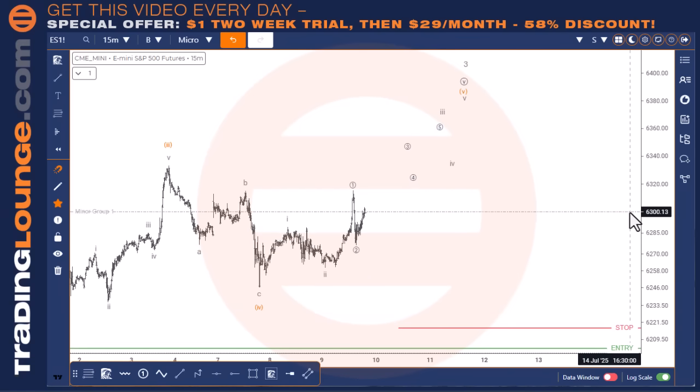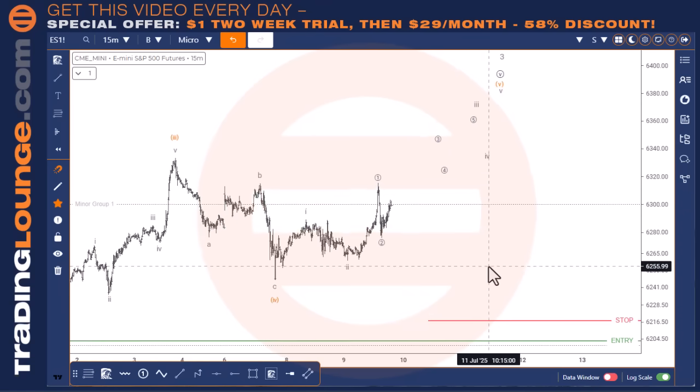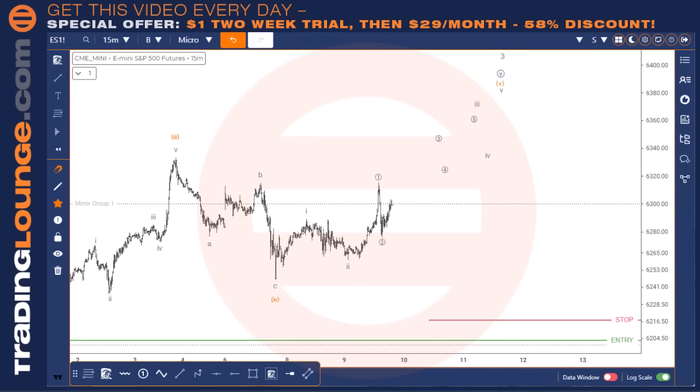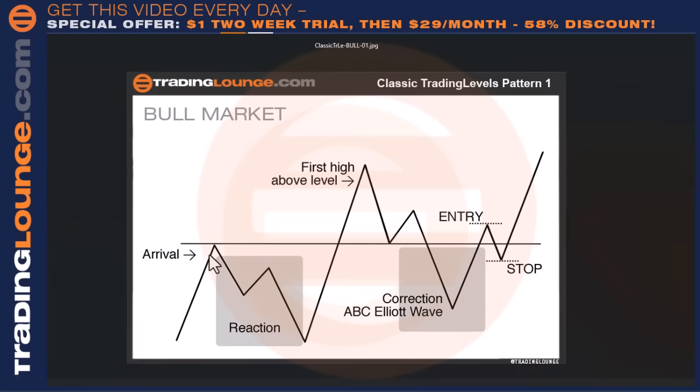This 6,300 here, wherever you see the number 3 in the 300, is going to be part of group 1, and this is the top of group 1 that we're looking at on minor group 1, if that makes any sense to you. I know it's a little bit weird, but what we're looking for here is a bit of a classic trading levels pattern. So based on that, if this is 6-3 here, we've got the arrival, the reaction, the first high above the level, and then we're going to have a larger correction.